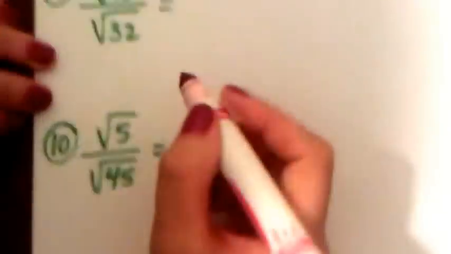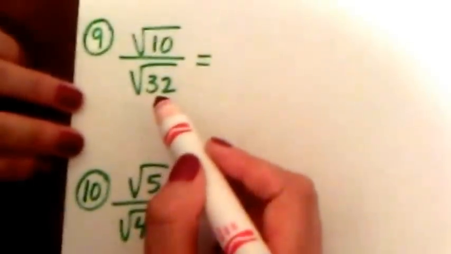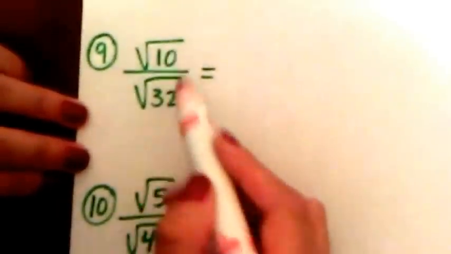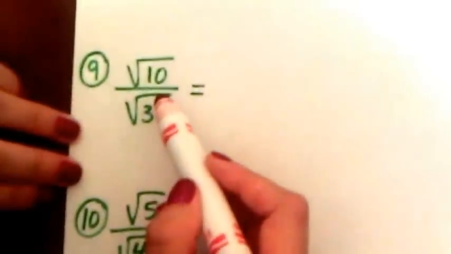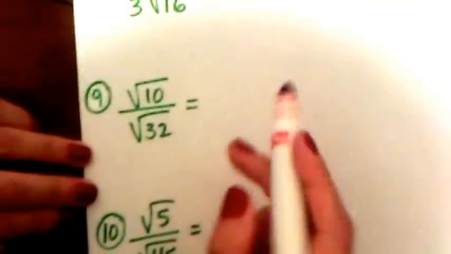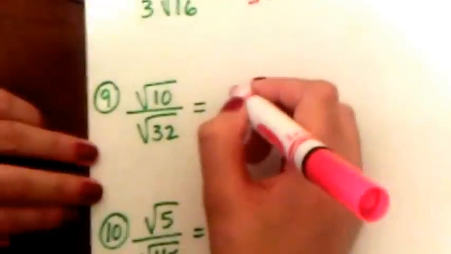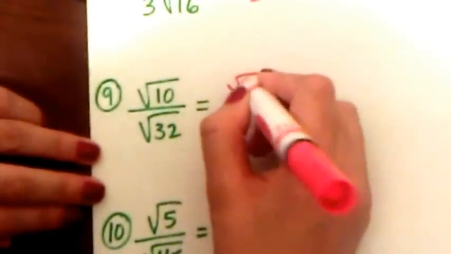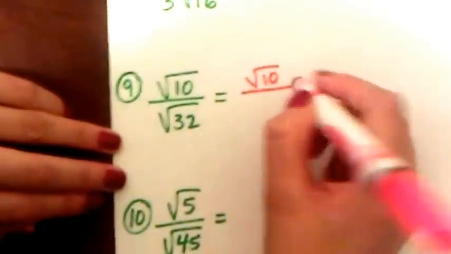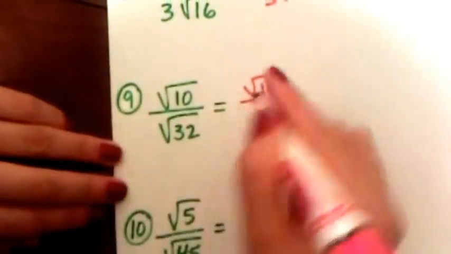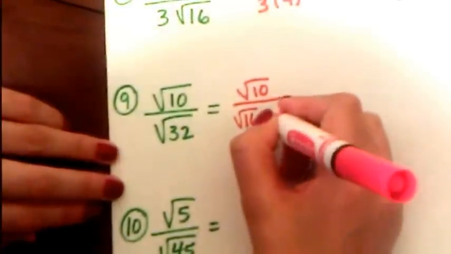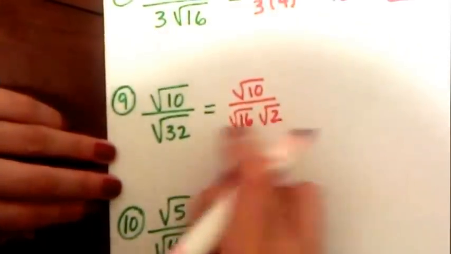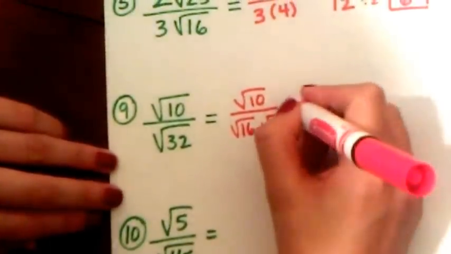In problem number 9, we don't have perfect squares. Our numerator cannot be divided by our denominator. Therefore, we try to see if we can just simplify the radicand. So the square root of 10 cannot be divided by a perfect square, so that's just going to stay the square root of 10. But the square root of 32 can be divided by the square root of 16. 16 times 2 equals 32.